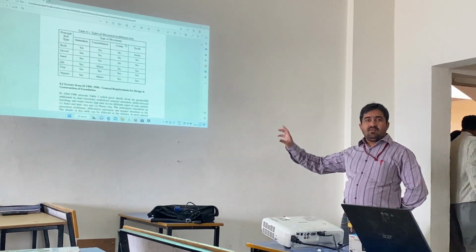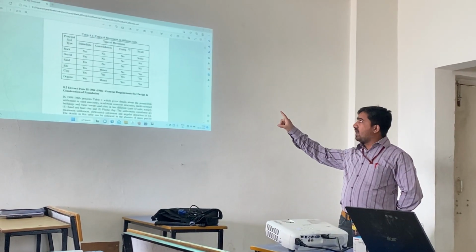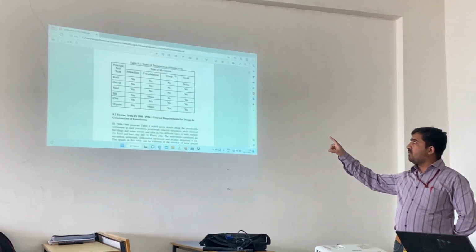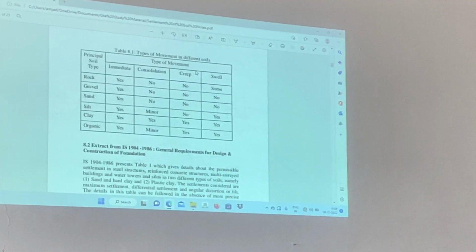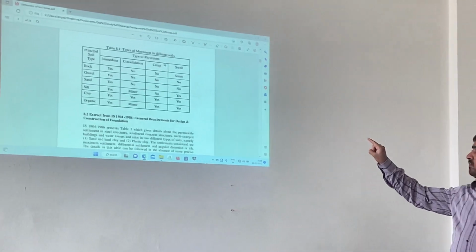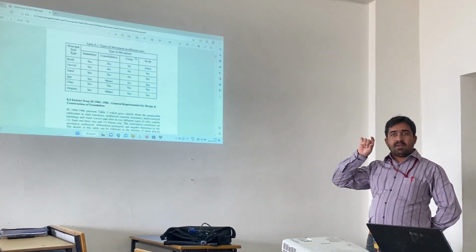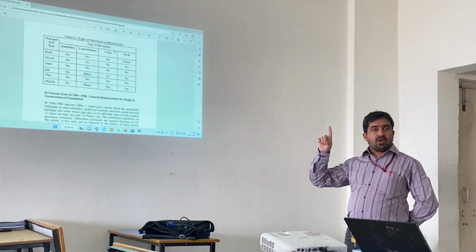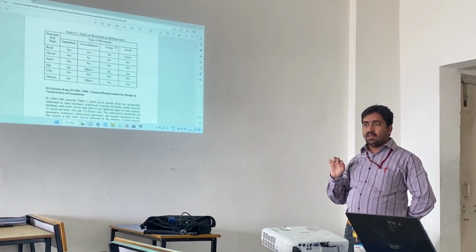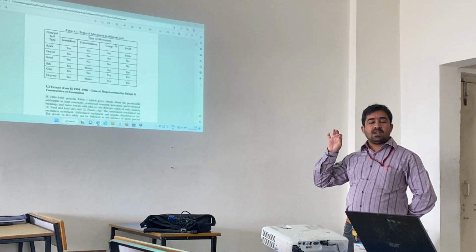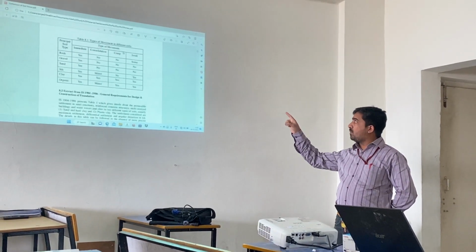They have given similar examples for different types of soils like rock, gravel, sand, silt, clay and organic matter. They have mentioned which type of soil will be responsible for showing which type of settlement.